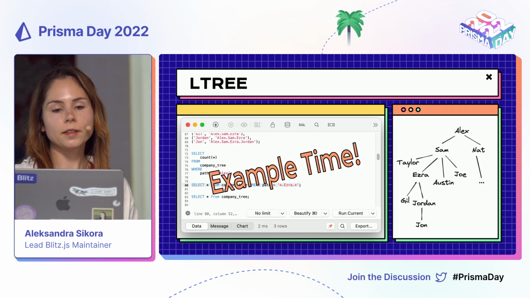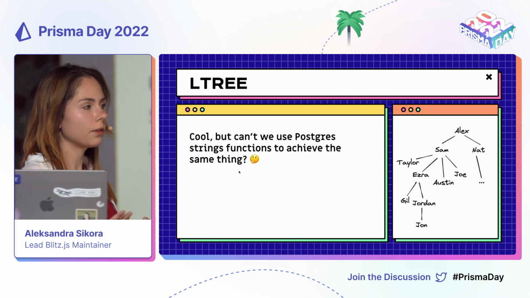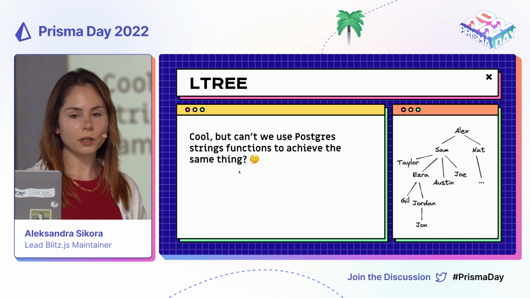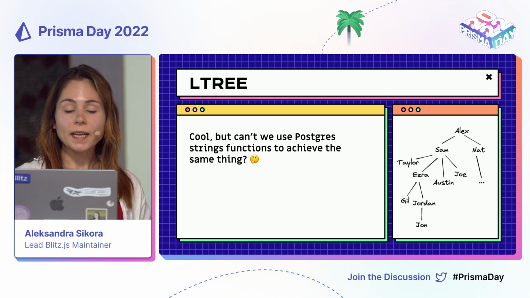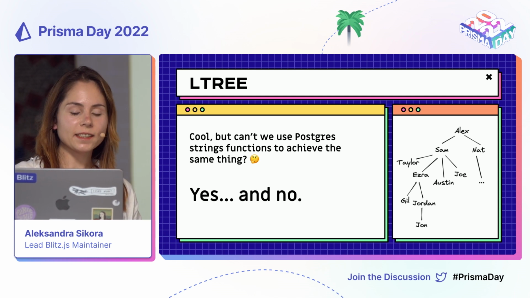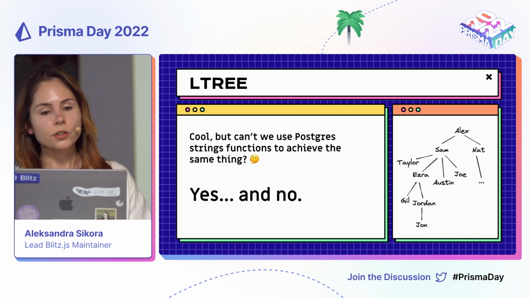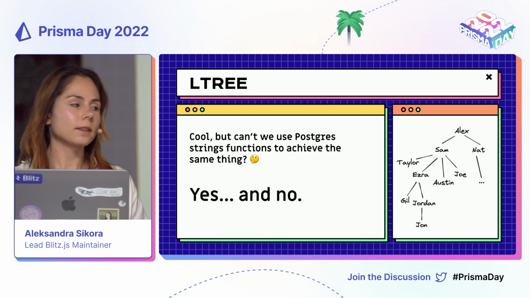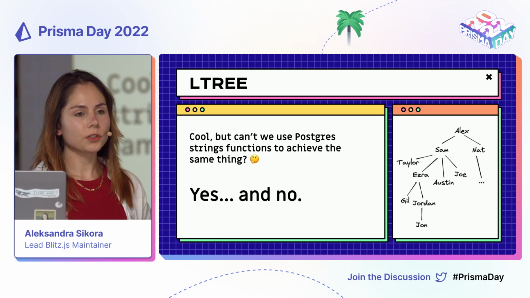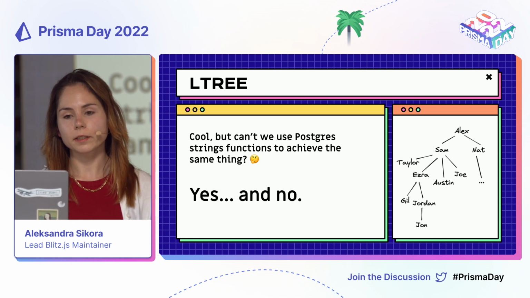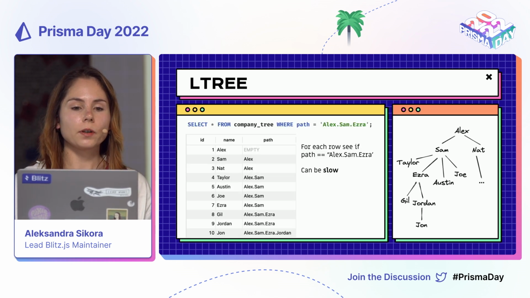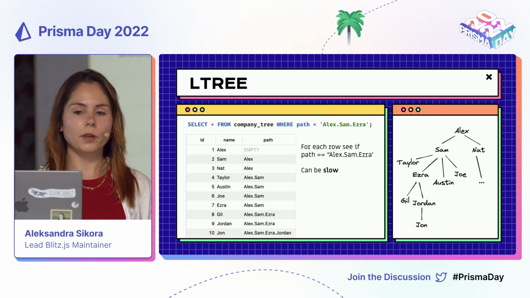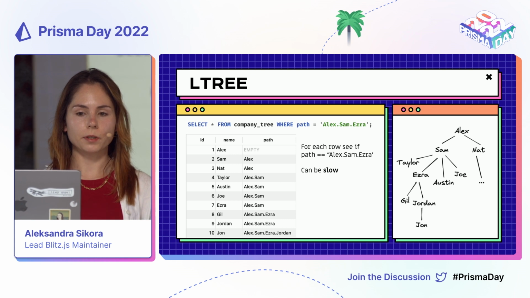So the question is, can't we have the same thing with Postgres string functions? And the answer is yes, but also no. The coolest thing about Ltree is not the operators, but the indexing. So let's say we have this query. We're looking for a specific path in our table.